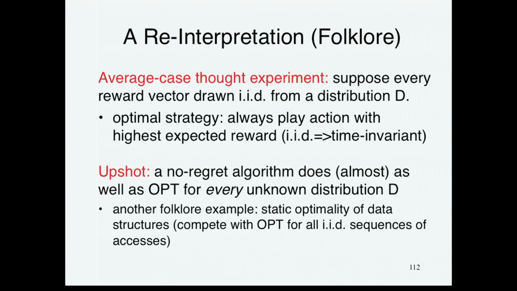Now, just as in the compressed sensing world, it's better to have the worst case guarantees than to have this, right? In the worst case guarantees, you're going to get no regret, even when the reward vectors are adversarial and not stochastic. So you get a meaningful guarantee more generally, but in particular, it holds in this case. And again, the takeaway point is that this thought experiment naturally leads you to discover that best fixed action benchmark. Another kind of folklore example you might want to think about would be static optimality for search trees. That's really just saying you're competing with the best search tree on any sequence of IID accesses. Exactly the same kind of thing.